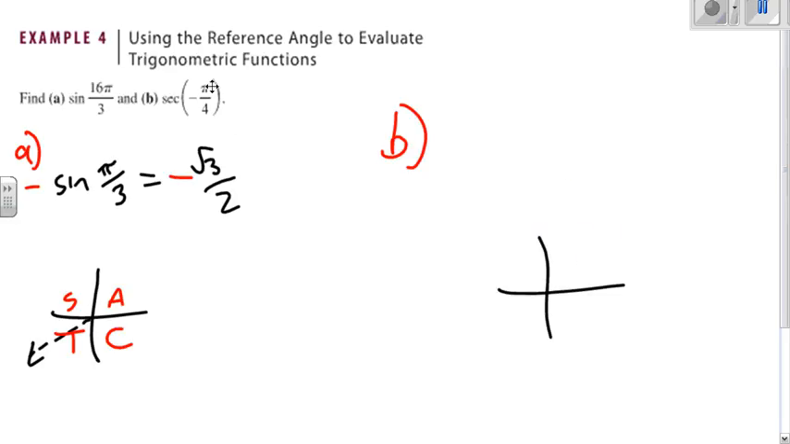For part B, negative pi over 4. That'll be negative pi over 4, so we're going clockwise pi over 4 radians, so it would be like 45 degrees. And we're looking for secant, which is the reciprocal of cosine. So let's first find cosine. Reference angle will be pi over 4.